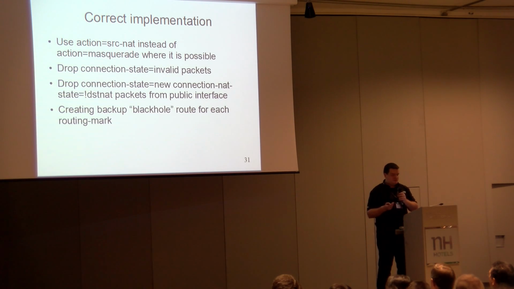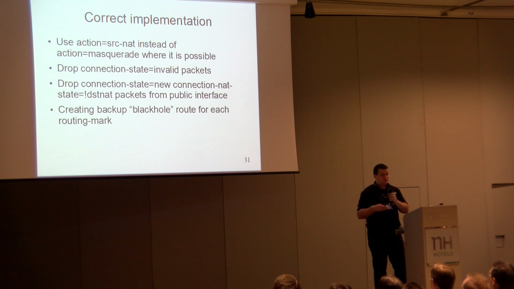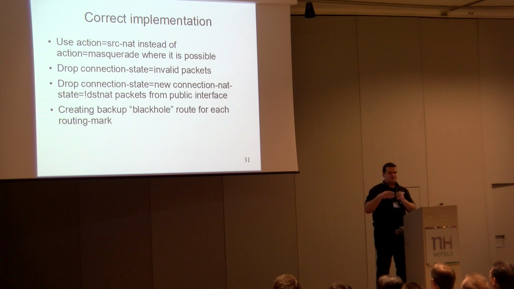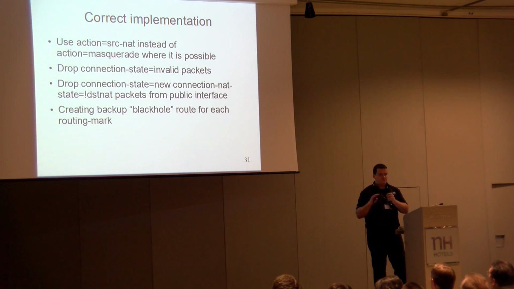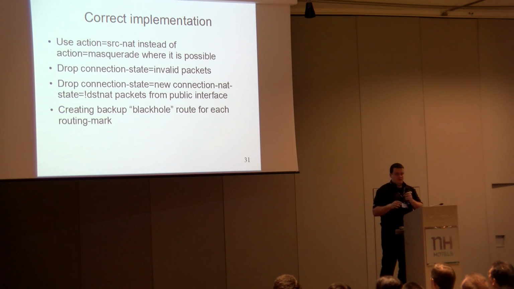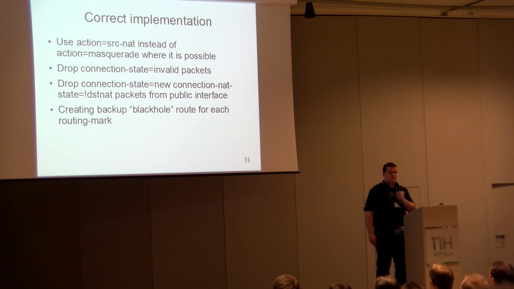You can add some safeguards. First safeguard is to drop connection state invalid packets. Second, drop all connection state new packets that are not destination NATed. And third one is to create a backup black hole route for each routing mark. So when things like this happen, all the packets go to the black hole route and will be discarded anyway. So these are three ways to solve this issue.